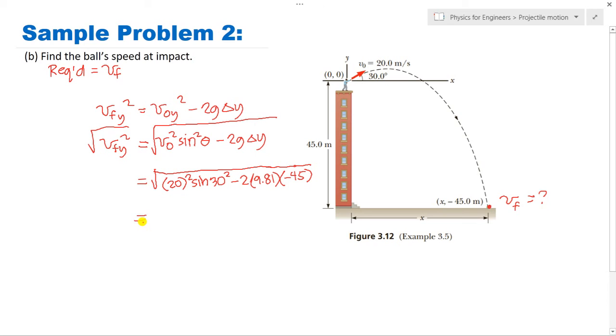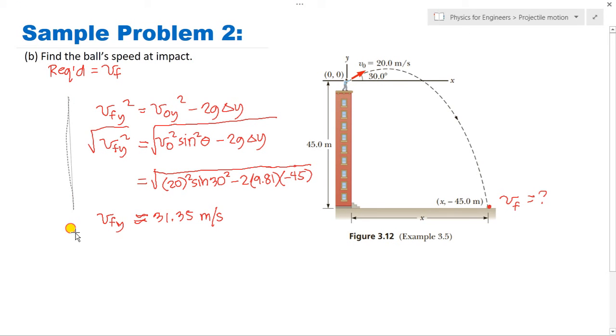After this, perform the operation. The square root of 20 squared times sine 30, then squared, minus 2 times 9.81 times -45. The resulting answer is approximately equal to 31.35 meters per second. That is only for the velocity on the y component. How about, class, for the x component? So let's go for the x component.